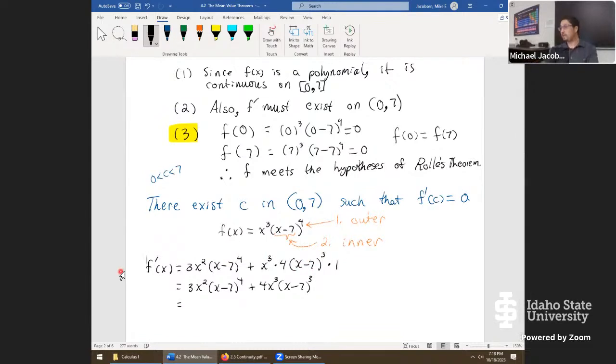Next thing we want to do, if we're trying to find something set equal to 0, and we need solutions, we really should try to factor this thing. So common factors between 3 and 4, nothing of interest. But between x squared and x cubed, we would factor out the smallest power, x power 2. Likewise, between (x minus 7) to power 4 and (x minus 7) to power 3, we factor out the smallest power between those two, (x minus 7) to power 3.